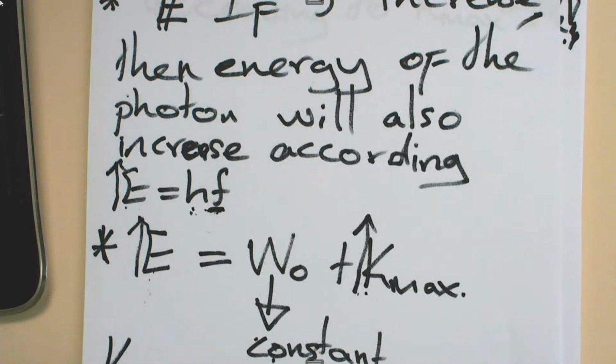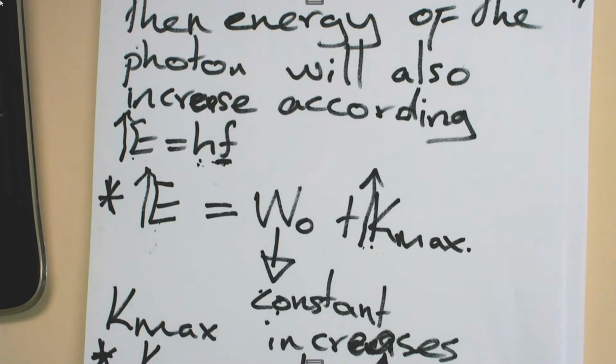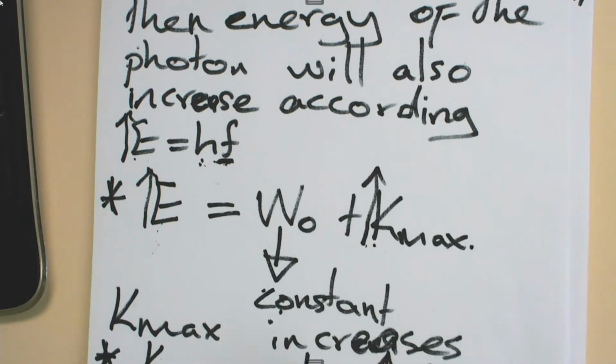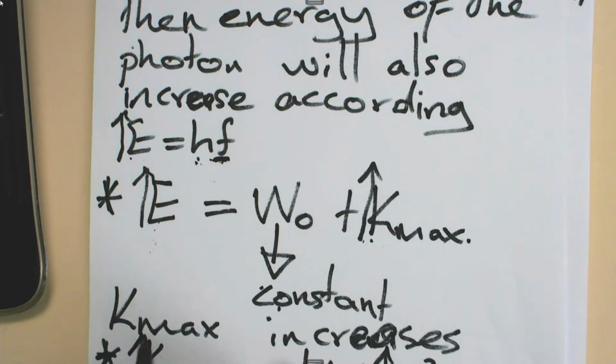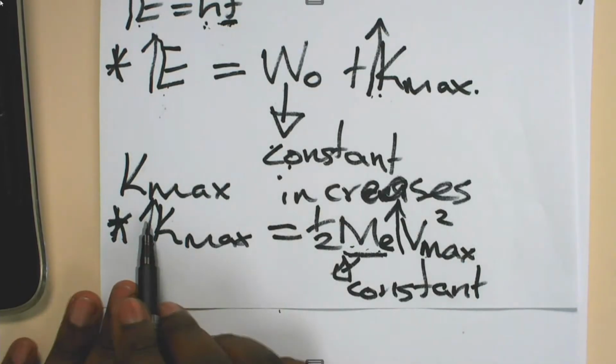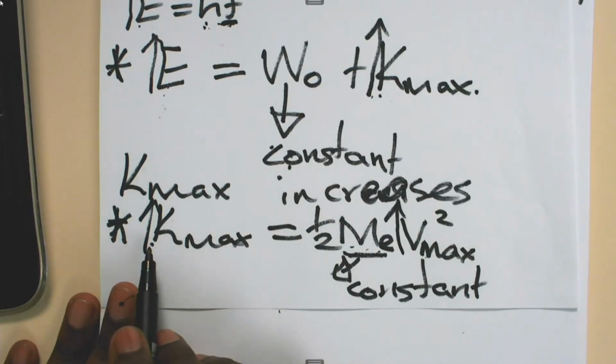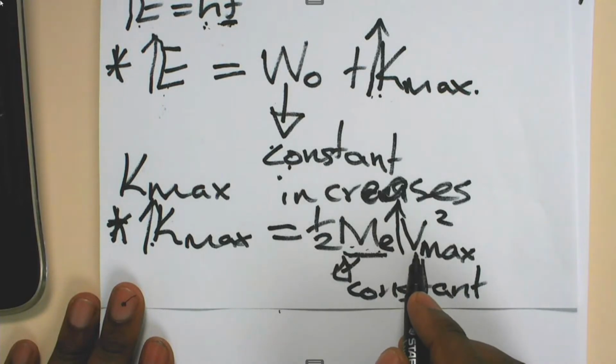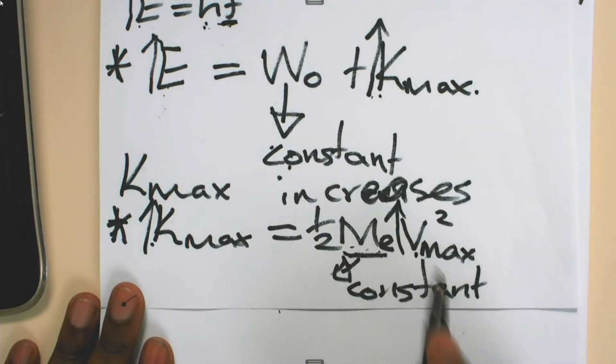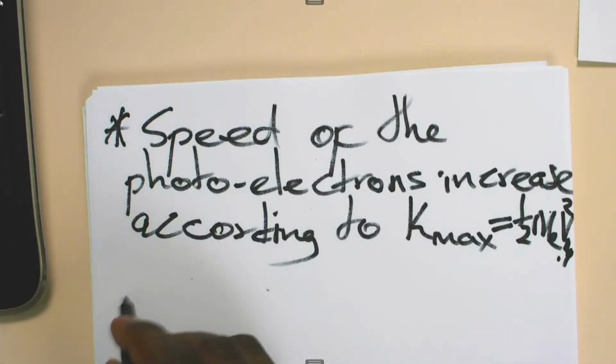Will increase. And then moving forward, the kinetic energy maximum is given by half m_e, the mass of an electron, and then V max squared. So when you increase the kinetic energy of the photoelectrons, then it means the maximum speed of those photoelectrons will also do what? Will also increase. That is what I've done in here.